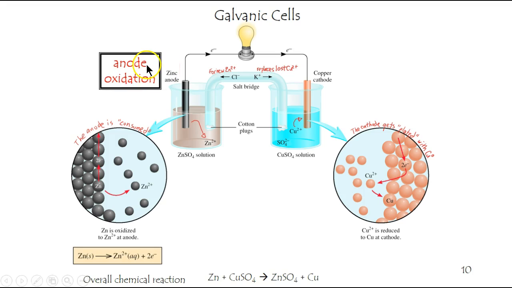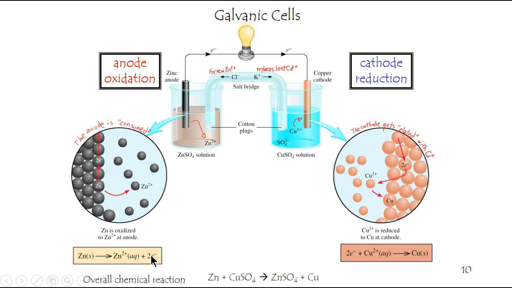At this side, we've got oxidation taking place. The zinc is losing its electrons, 2 of them per atom, and they will travel over to this side where the copper 2 plus will get reduced. So we think of the anode as getting consumed. It's going away. It's getting smaller. And the cathode, in this case, is getting larger as copper plates onto that copper cathode.